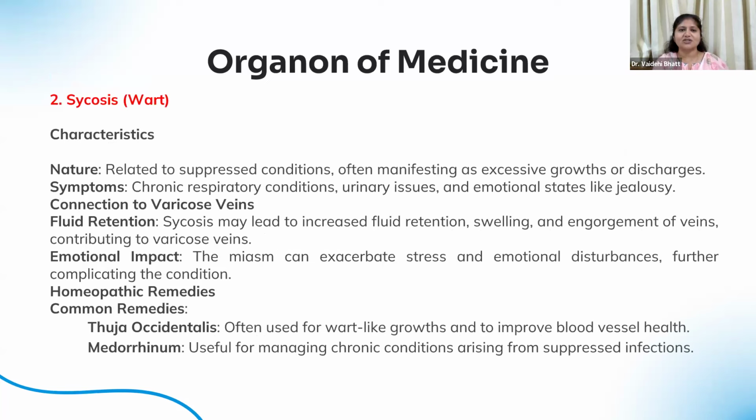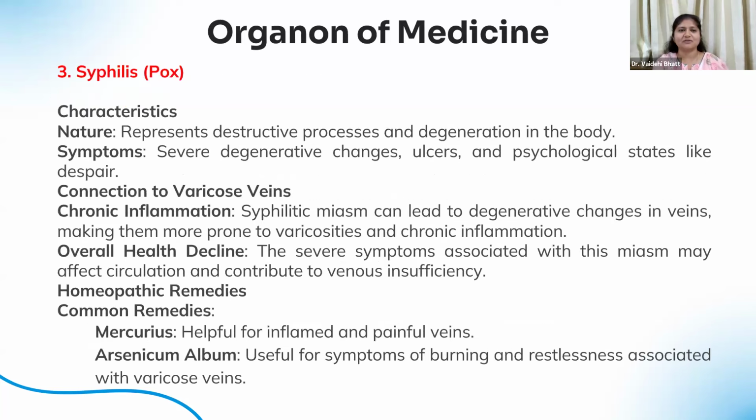Then the sycotic condition. In sycosis, there will be excessive growth or discharges, such as chronic respiratory conditions or urinary issues, or emotional states like jealousy. This continuous fluid retention, as it is the tendency of accumulation in the sycotic miasm, will lead to increased fluid retention, swelling, and engorgement of veins, contributing to the development of varicose veins. A person with continuous emotional pain, drainage, or stress disturbances will develop this condition, where an antisycotic remedy like thuja and medorrhinum will help us.